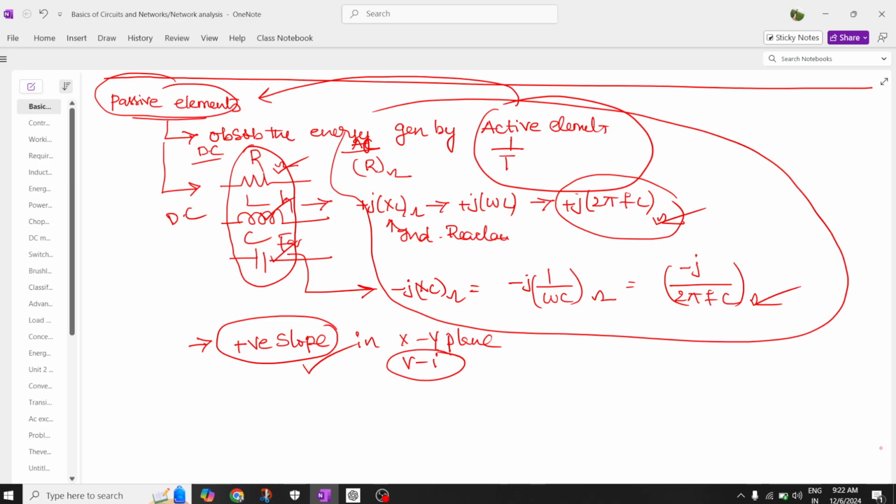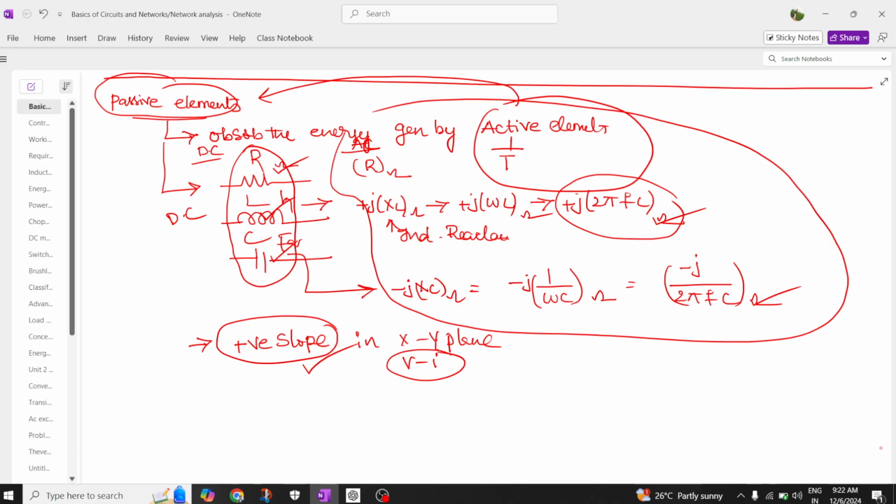In the case of an AC supply, they act as R ohms, plus jωL ohms, minus j by ωC ohms. So this is directly converted into ohms. Therefore, in electrical engineering, AC supply analysis is very simple compared to DC. Why? Because this inductor we represent in ohms, this capacitor we represent in ohms. Automatically, the complete network is like a resistive network. The analysis becomes very simplified.